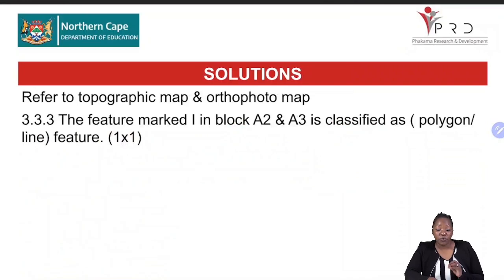We're looking at your 3.3.3, whereby you were supposed to say whether the feature that is marked I in block A2 as well as your block A3 is classified as a polygon or a line picture. So we are seeing that the I is indicating a road. So therefore, the road is using a line. Hence, you're supposed to know what are the examples of the polygon. We're talking about your cultivated land, we're talking about your mine dump.